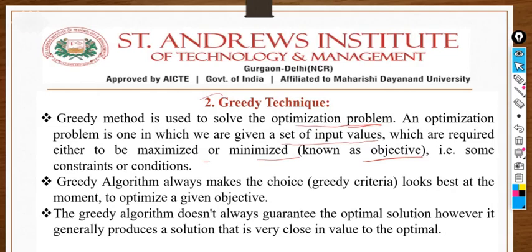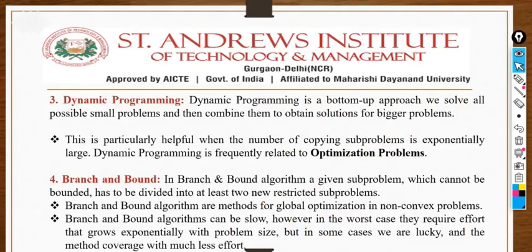Some constraint conditions will be there to perform the greedy method. A greedy algorithm always makes the choice, the greedy criteria, that looks best at the moment to optimize a given objective. So we have to focus on the objective in order to get the maximum from that particular greedy criteria. The greedy algorithm doesn't always guarantee that it will give the optimal solution. However, it generally produces a solution that is very close in value to the optimal, but we cannot give a guarantee for it. Okay, so it was all about the greedy technique.